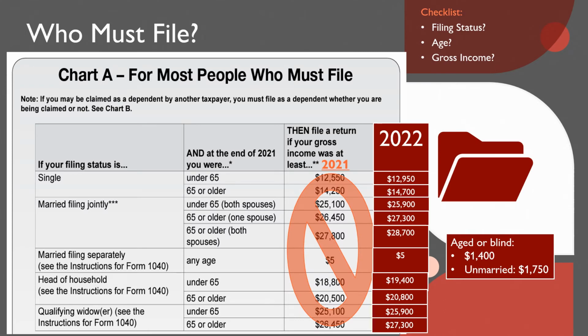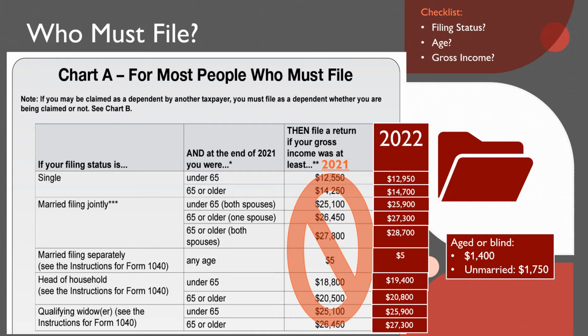After sitting down with the taxpayer, we need to determine if this person needs to file. The checklist for this includes determining their filing status, age, and gross income. Chart A from the 4012 tab A will help you determine this. At the time of filming, the 4012 for 2022 was not yet published, so the image shows amounts for 2021 and the inflation-adjusted amounts for 2022.